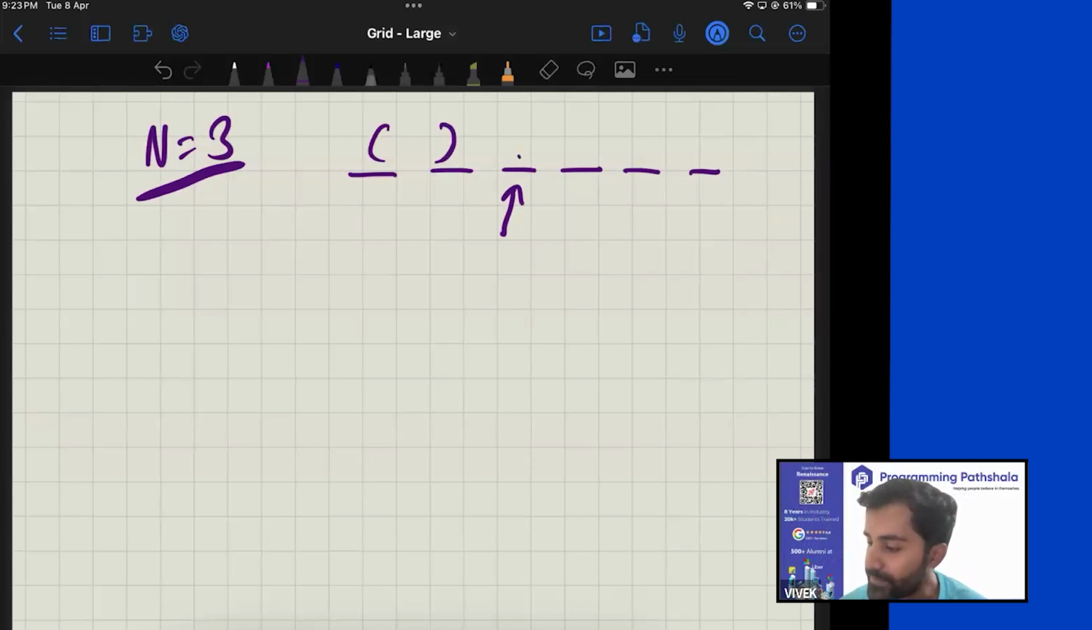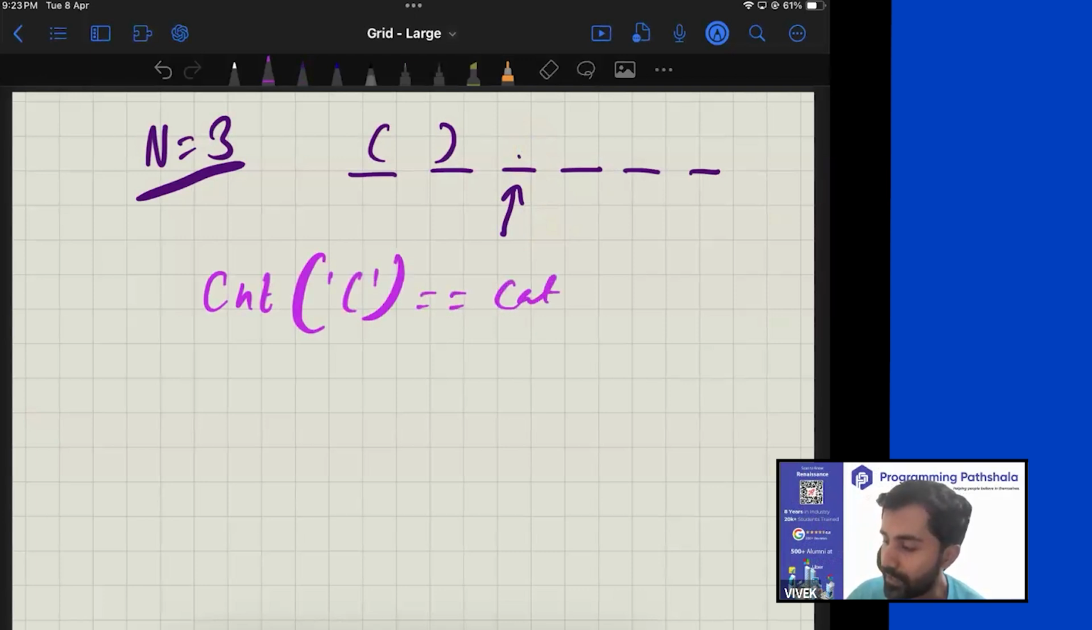Can I put a closing brace? Just think about it. Can I put a closing brace here? The answer is no. I cannot put a closing brace. Can I put an opening brace? Yes. I can only and only put an opening brace over here. So it's very important to understand that in a situation where the count of opening braces is equal to the count of closing braces, our next character can only be an opening brace.